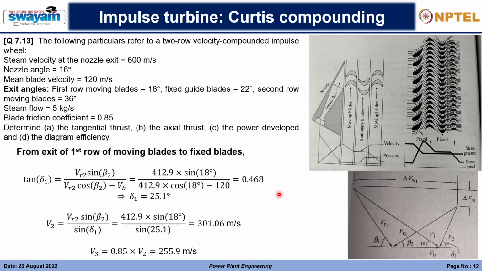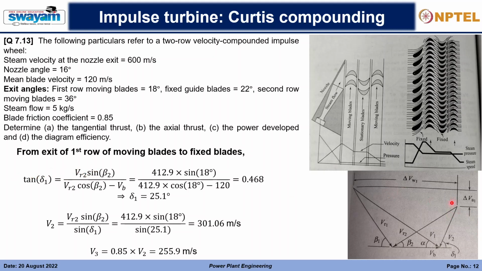Then from the exit of the first row of moving blades to the fixed blades, that is the outlet part we are talking about now, the delta 1. So this is a new part, this is delta 1. Okay, so this delta 1 angle will actually be used to supply the steam to the second moving blade. So this is the actual outlet from the blade.